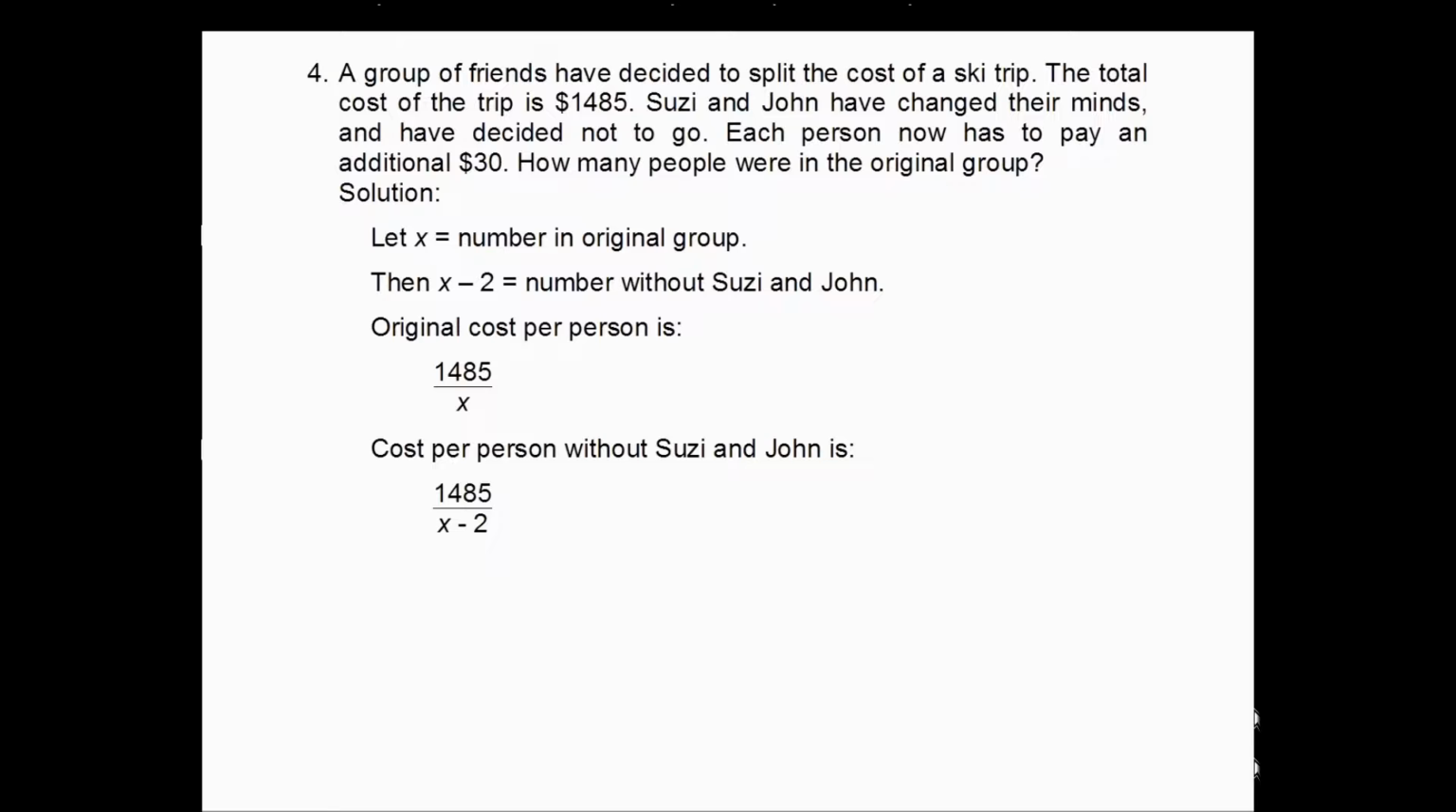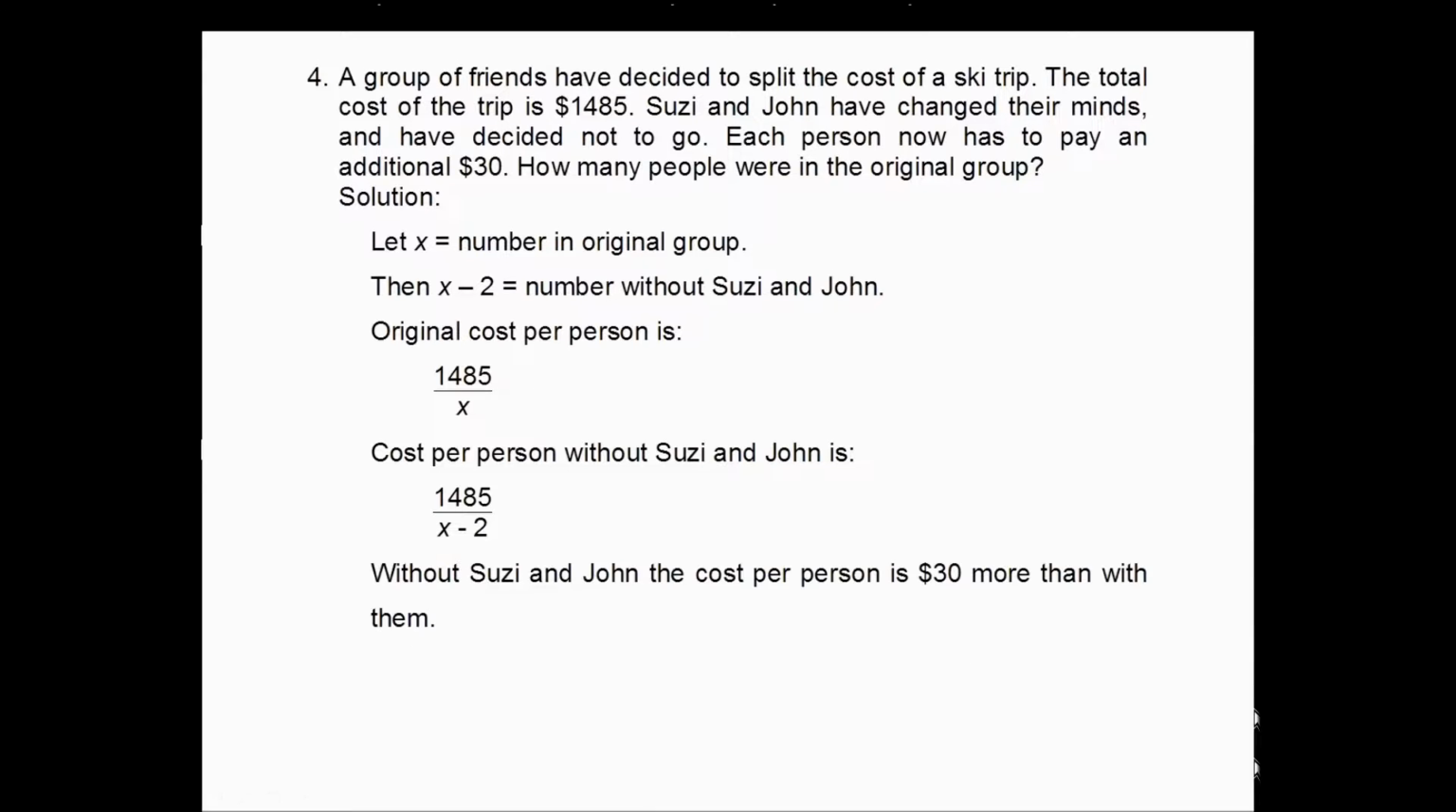Now the question is this additional $30. Each person now has to pay an additional $30 without Susie and John. So without Susie and John, the cost per person is $30 more than with them. Remember, 1485 over X minus 2 is without them. 1485 over X is with them.